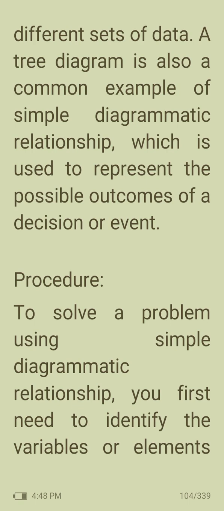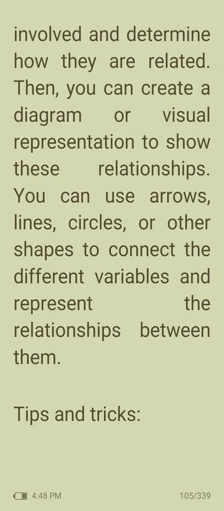To solve a problem using simple diagrammatic relationship, you first need to identify the variables or elements involved and determine how they are related. Then you can create a diagram or visual representation to show these relationships. You can use arrows, lines, circles, or other shapes to connect the different variables and represent the relationship between them.